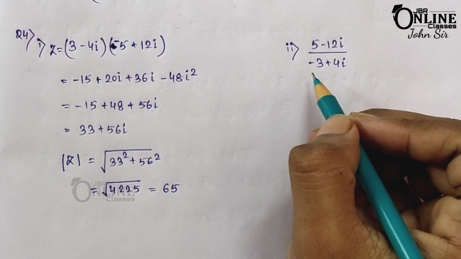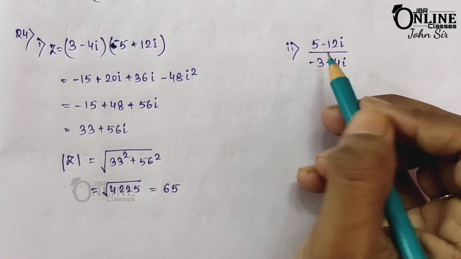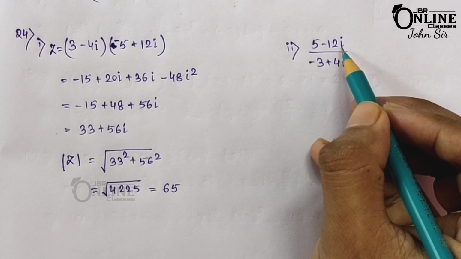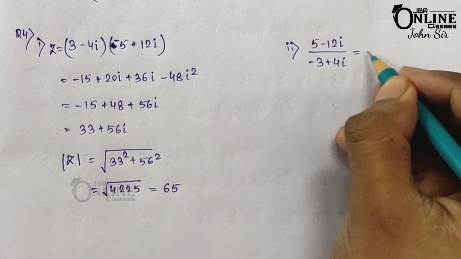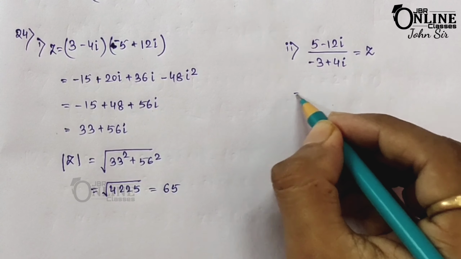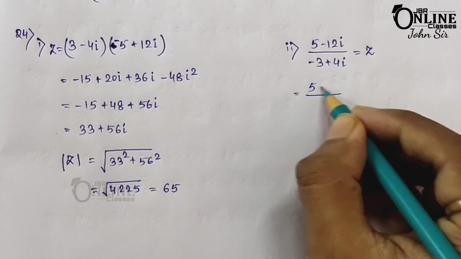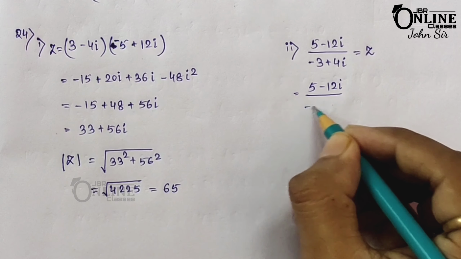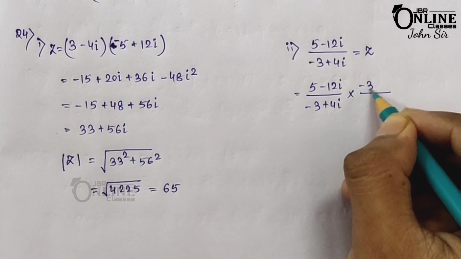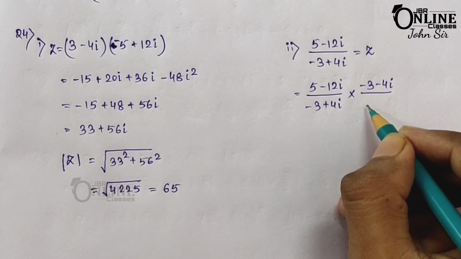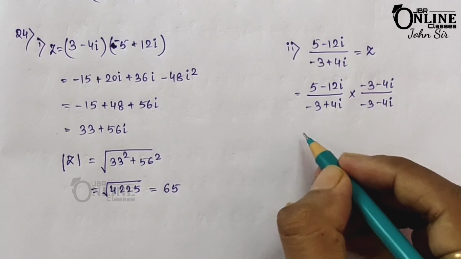Now the next one, number 2. In number 2 here, the given complex number is (5 minus 12i) divided by (minus 3 plus 4i). Okay, so that one equals z. Now if you multiply this with the conjugate of the denominator, the upper one will be minus 3 minus 4i and the lower one will be minus 3 minus 4i. Okay, multiply with the conjugate.